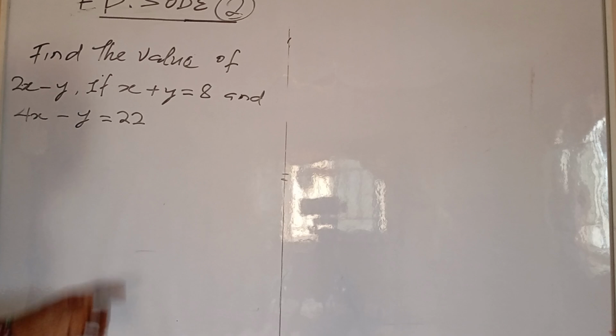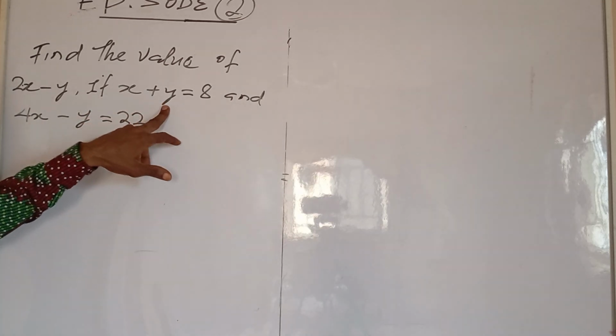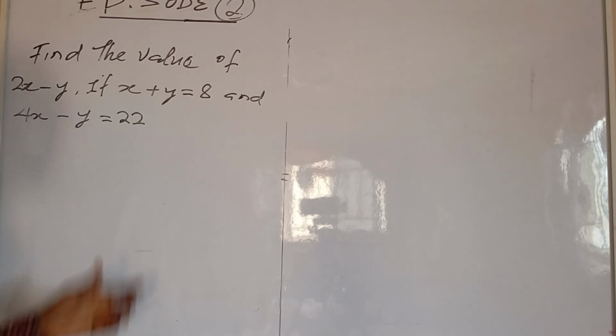The question says, find the value of 2x minus y, if x plus y equals 8 and 4x minus y equals 22. That is the question. This question is a simultaneous equation, and simultaneous equations come from the topic we call algebra.